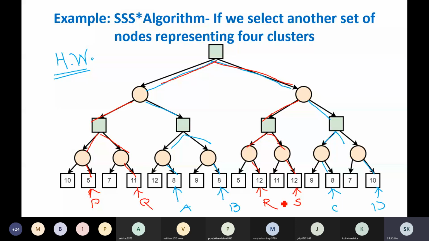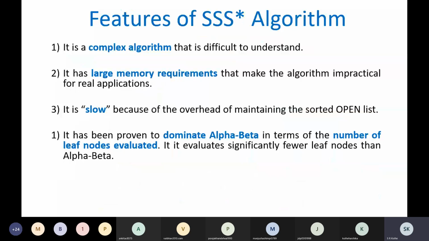Best one is, from max point of view, R and S. R or S. Either of these you can select and repeat the same steps. So do this for homework. Consider another set of 4 nodes and trace execution of this SSS star algorithm.